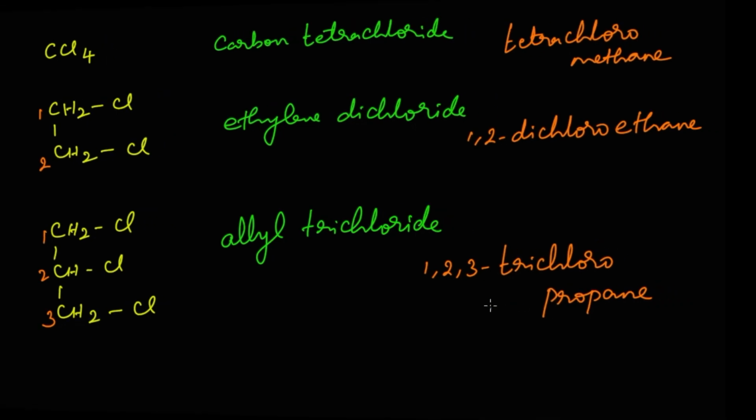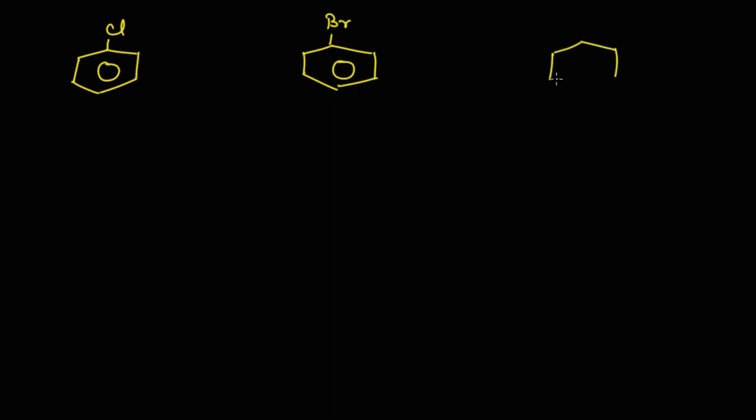Now let's learn haloarenes. To the benzene ring, chlorine is attached. Here to the benzene ring, bromine is attached. And here to the benzene ring, iodine is attached. Next, to the benzene ring, two chlorine atoms are attached. Here one chlorine and here one chlorine.